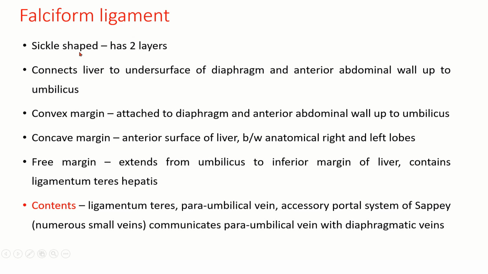Then the falciform ligament. It is sickle shaped, has two layers, and connects the liver to the undersurface of the diaphragm and anterior abdominal wall up to the umbilicus. The convex margin is attached to the diaphragm and anterior abdominal wall up to the umbilicus. The concave margin is attached to the anterior surface of the liver between the anatomical right and left lobes. The free margin extends from the umbilicus to the inferior margin of the liver and contains the ligamentum teres hepatis. Contents: ligamentum teres, paraumbilical vein, and accessory portal system of Sappey. These are numerous small veins which communicate the paraumbilical vein with the diaphragmatic veins.